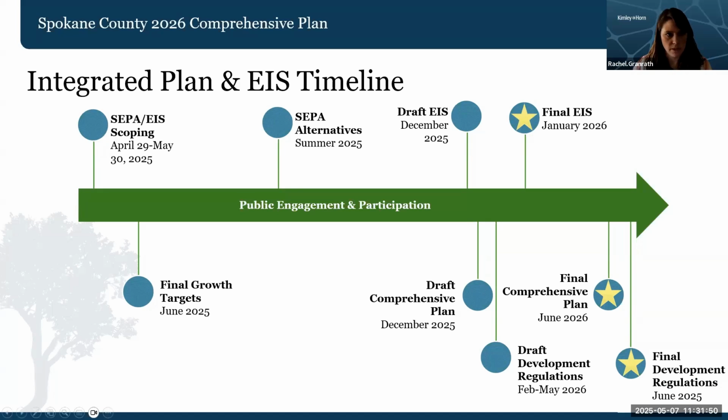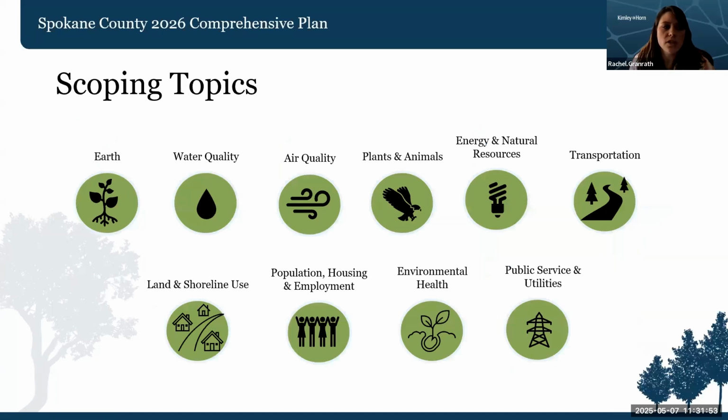Oh, I went backwards. Sorry about that. So as we look towards scoping comments, these are some of the topics that we look at as part of an environmental impact statement. So we're looking at earth and soils, we're looking at topography, and then we get into water quality, such as groundwater, runoff, flooding, frequently flooded areas. We're looking at air quality, which includes greenhouse gas emissions and pollutants, plants and animals, habitat, species migration corridors.